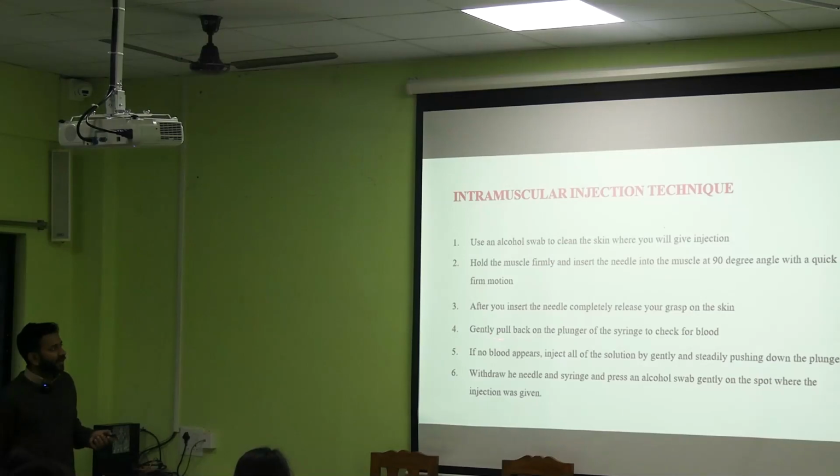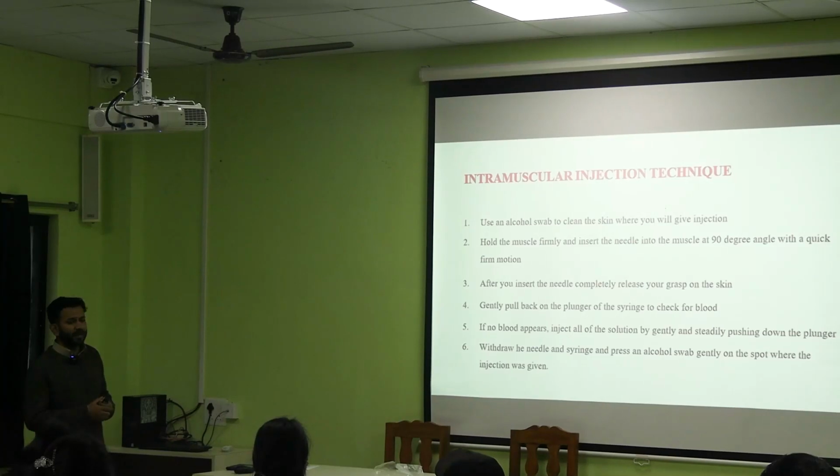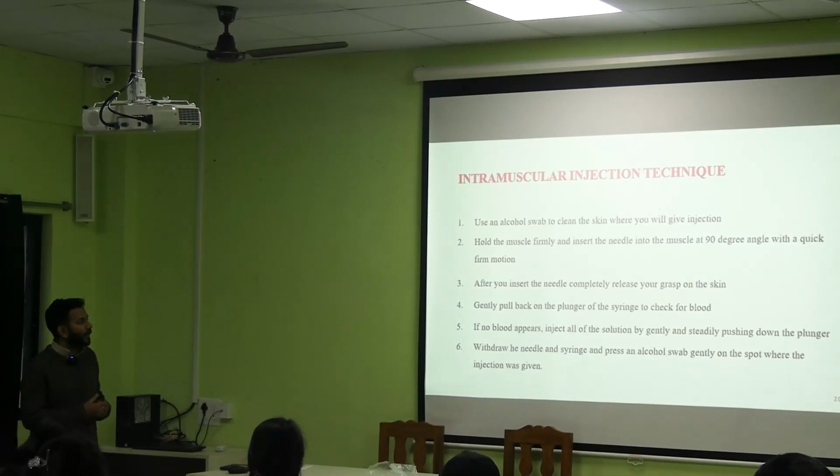First, gently pull back on the plunger of the syringe to check for blood. You will be aspirating somewhat. If you see any blood, then you immediately pull out. If no blood appears, inject all of the solution by gently and steadily pushing down the plunger. Withdraw the needle and syringe and press an alcohol swab gently on the spot where the injection was given. This is the technique for giving the intramuscular injection.